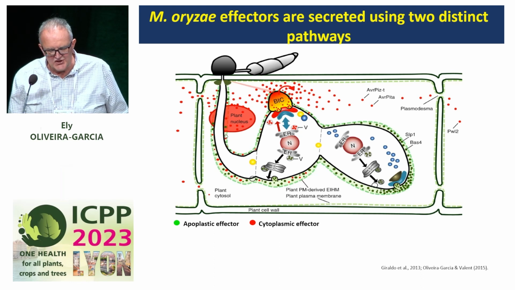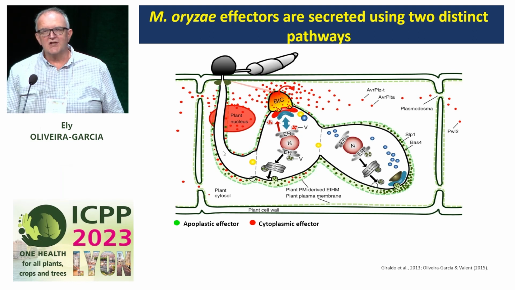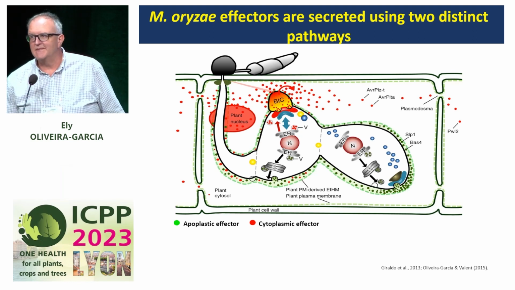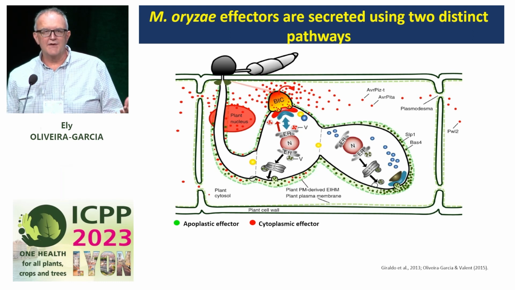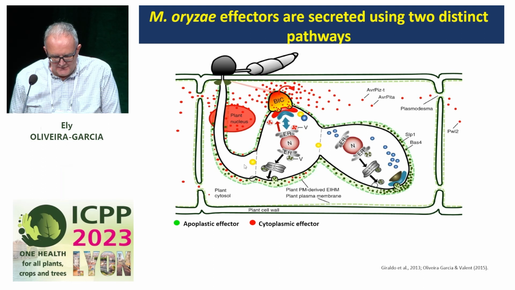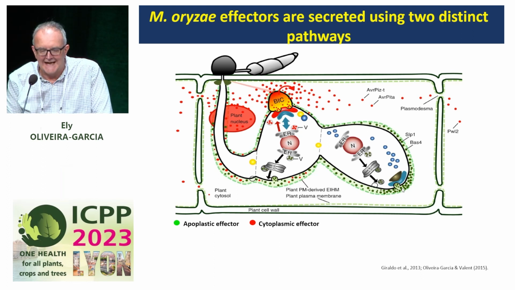So what do we know about effector secretion by the fungus and uptake? Well, at the start of this project, what we knew is that effectors in Magnaporthe can be divided into two main groups. There are those destined for the apoplast, which is the gap between the fungal cell wall and the plant cytoplasm. Those apoplastic effectors are secreted through conventional Golgi-dependent secretion at the hyphal tip during invasive growth.